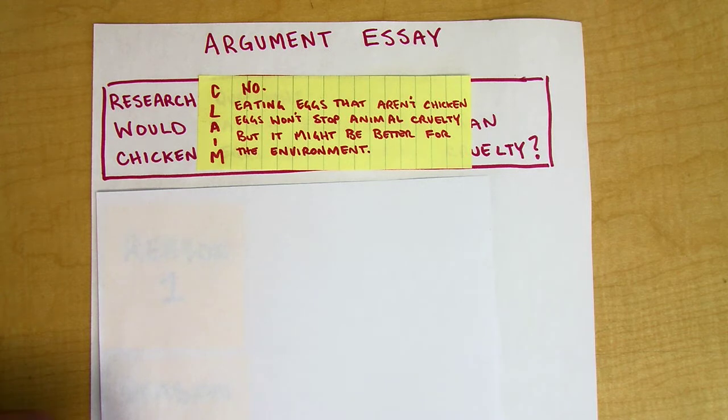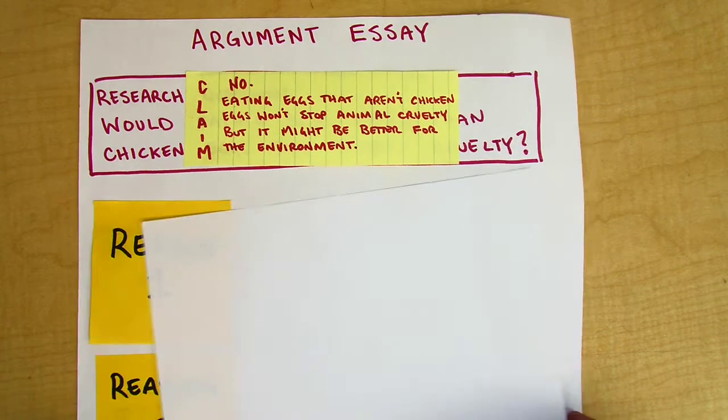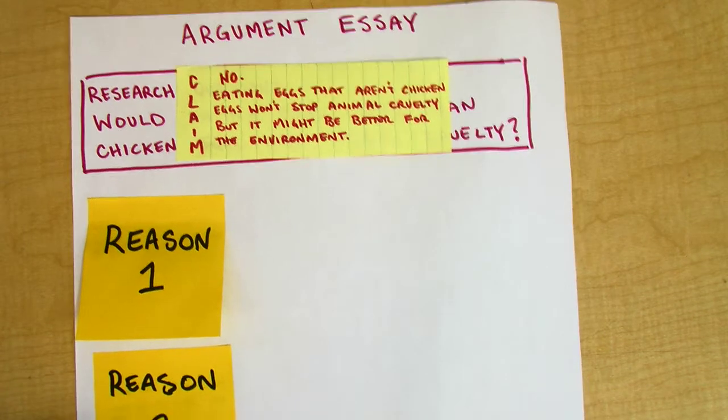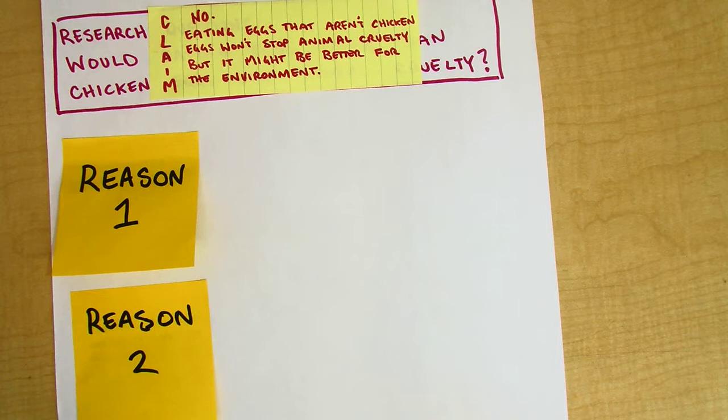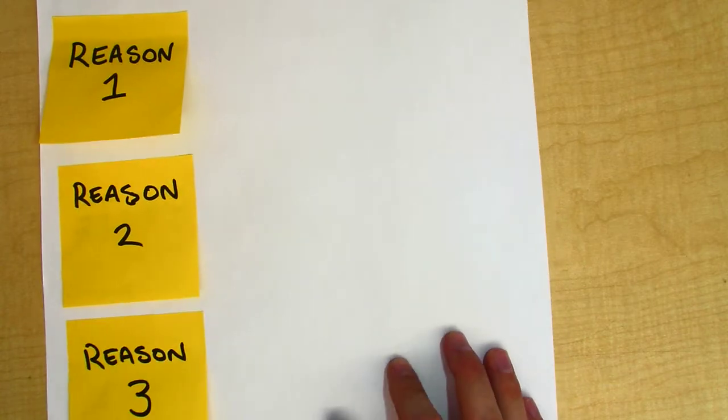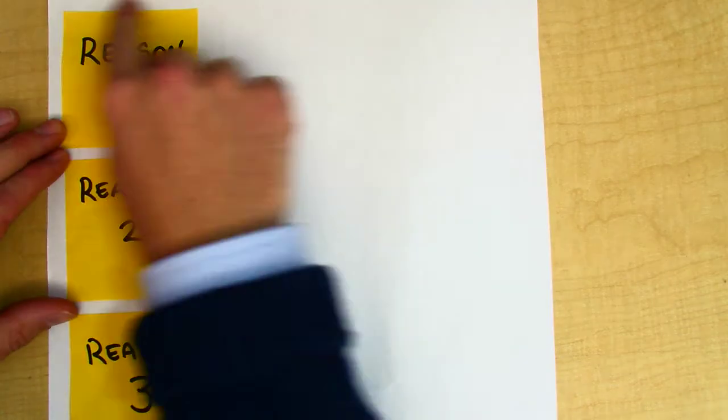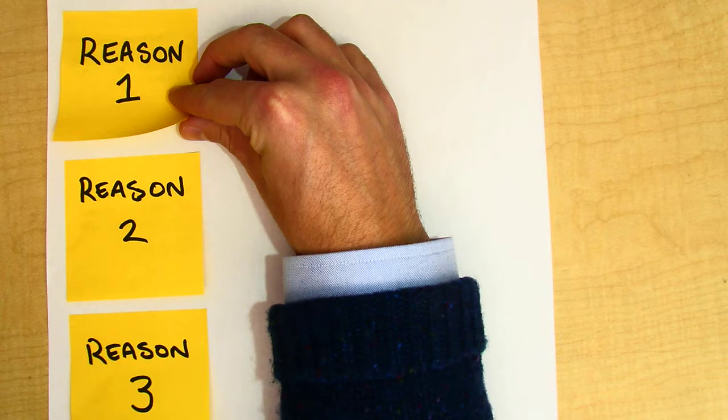So after you have your claim, you know that we need to start outlining our paragraphs. So for your argument essay, your paragraphs are going to be reasons, just like there were reasons for your theme essay or your character essay. So I have written my reasons underneath these post-its.